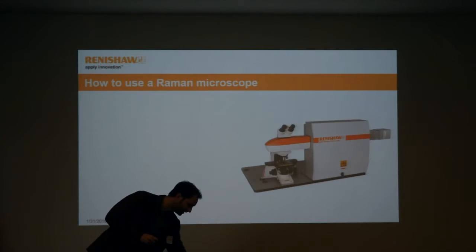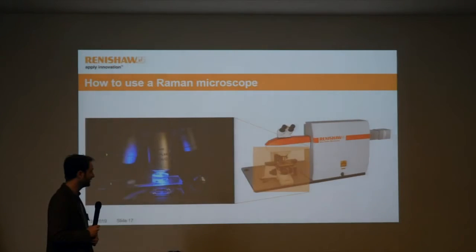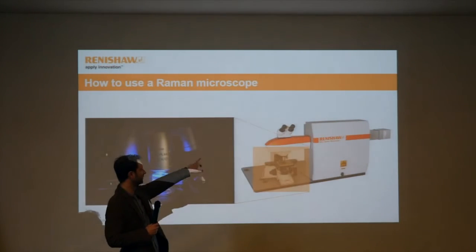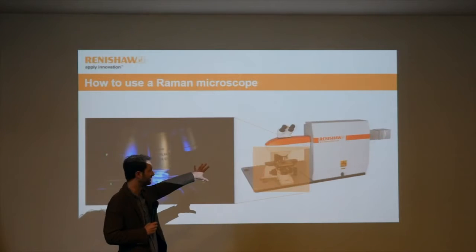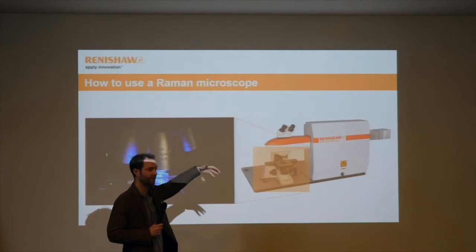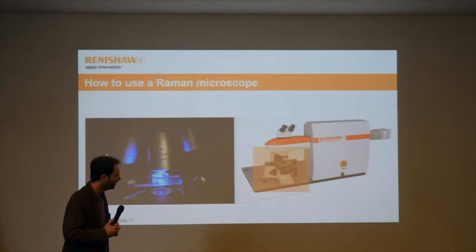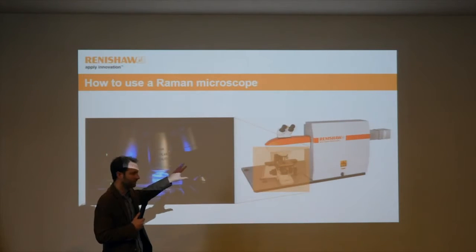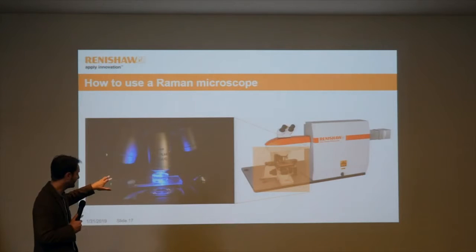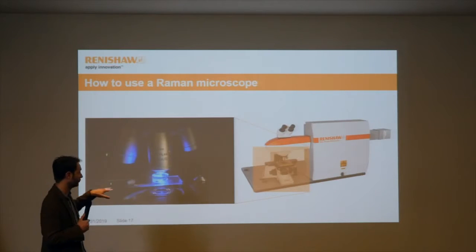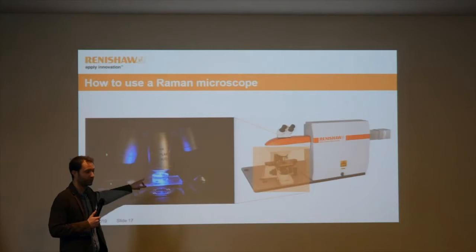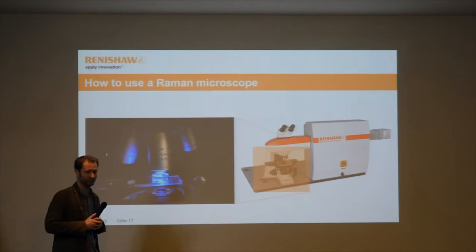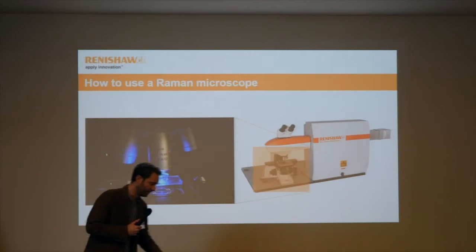So how do you use a Raman microscope? On the left-hand side, you have the microscope part of the system. On the right-hand side, you have a spectrometer. At the back, you have the lasers. You interact between the microscope part on the left-hand side and the software. You would load a sample onto your stage, focus it like any microscope, and take a measurement by setting up your experiment parameters, etc.